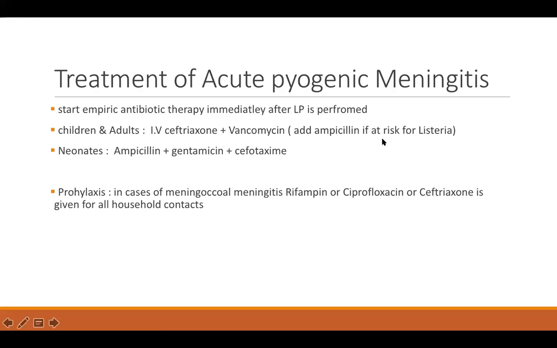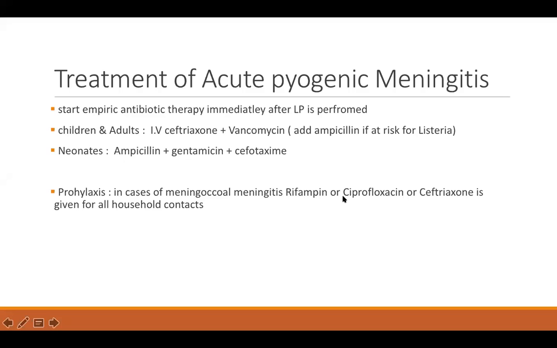In children and adults, it's important to remember these drug combinations. Obviously you're going to give intravenous ceftriaxone, which generally covers the gram-negative bacteria, and you add vancomycin, which generally covers the gram-positive bacteria. You may add ampicillin if the patient is at risk for listeria, so if they're at the extremes of age, for example a neonate or a very old person, or the patient is immunocompromised, then you may add ampicillin. For neonates, a combination of ampicillin, gentamicin, and cefotaxime.